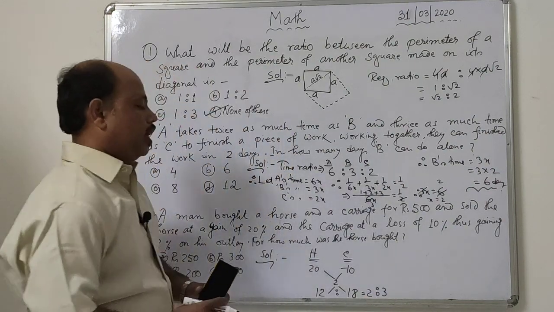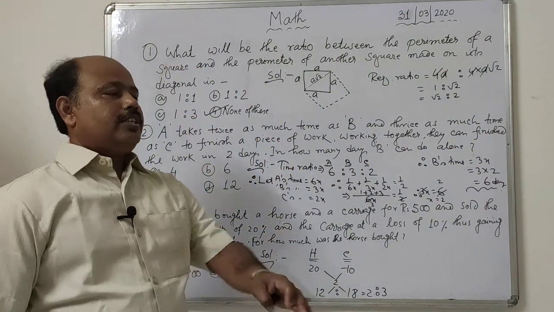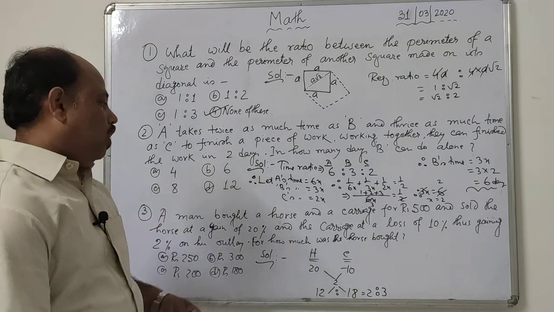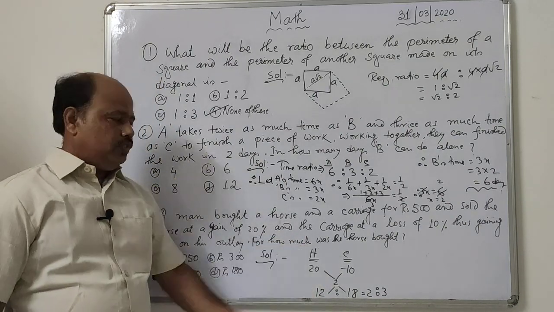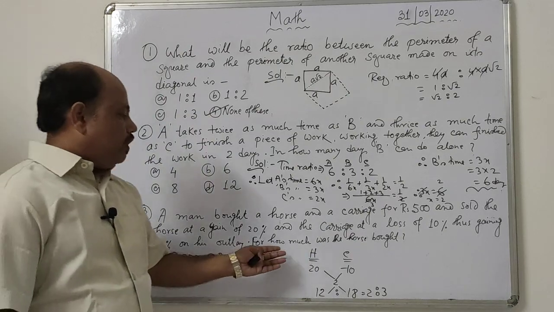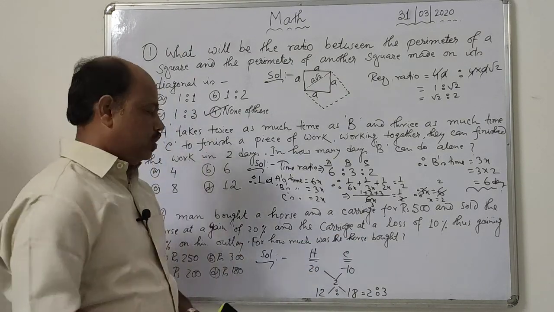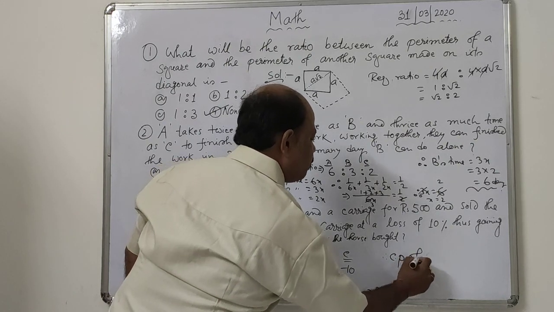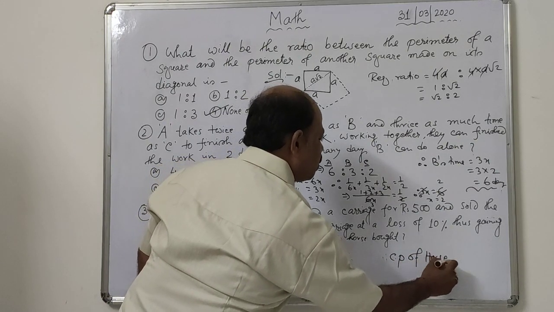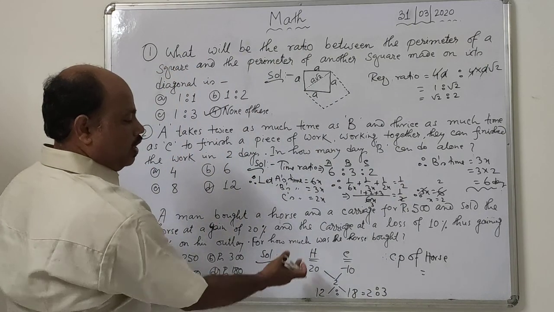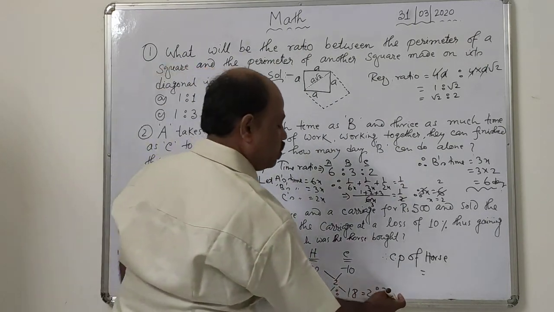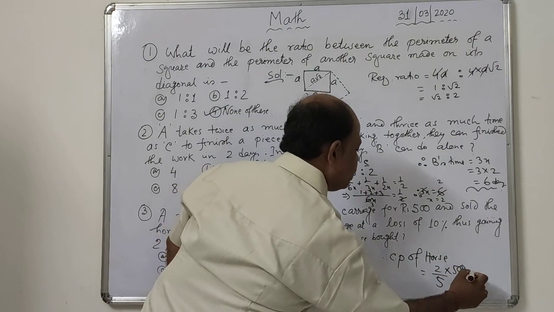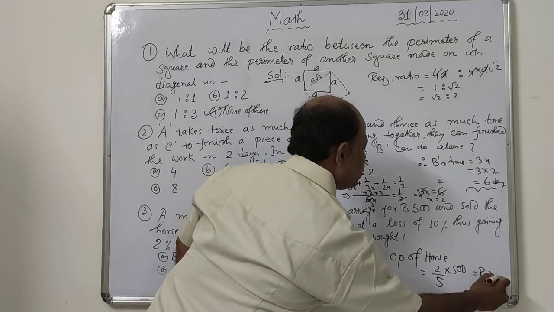So the ratio becomes 2:3, and that ratio is the cost price ratio of the horse and carriage. And what is the question? Find how much the horse was bought for. Horse bought means CP of the horse, that is the cost price of the horse. In the left hand side, horse, the ratio is 2:3, therefore 2 by 5 into 500 equals rupees 200.